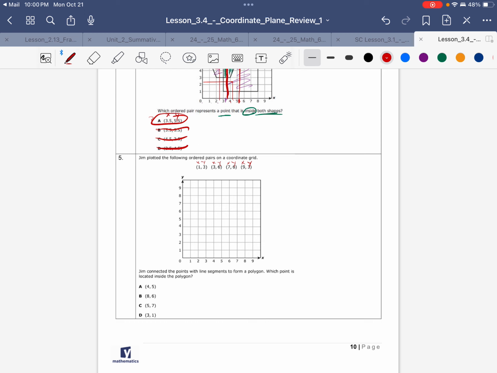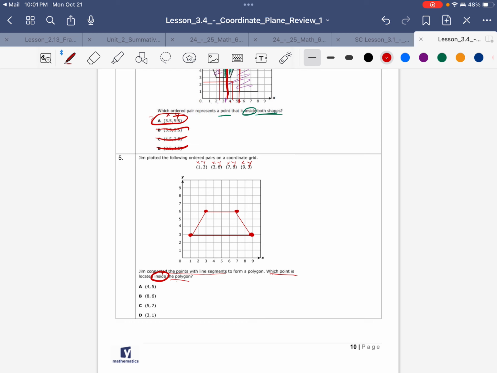So 1, 3, right here. 3, 6, right here. 7, 6, right here. And then 9, 3, right here. And then they say Jim connected the points with line segments. So here to here, here to here, here to here, here to here. All right. And now they want to know which point is located inside the polygon. So it has to be something inside of the shape.